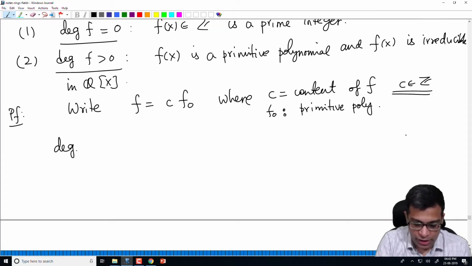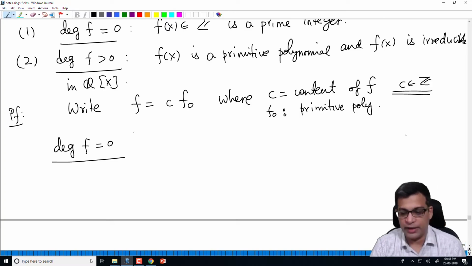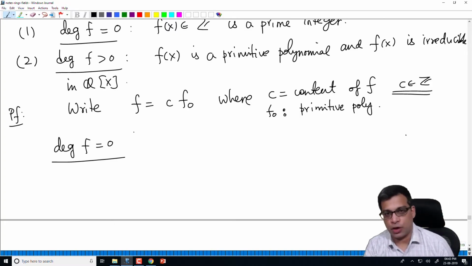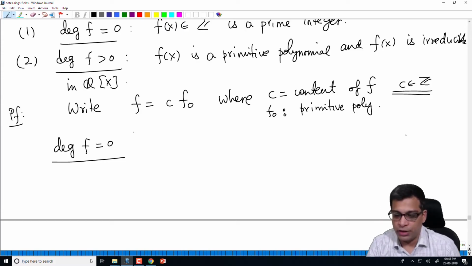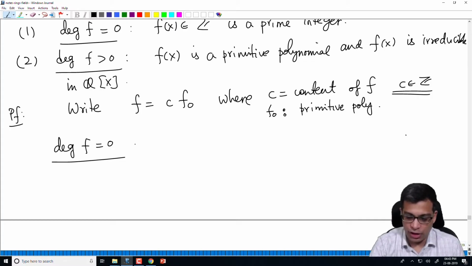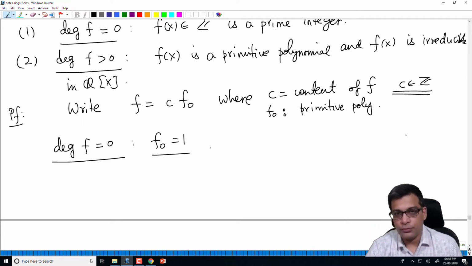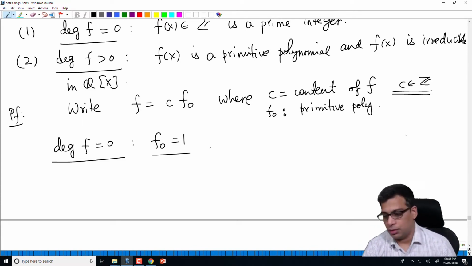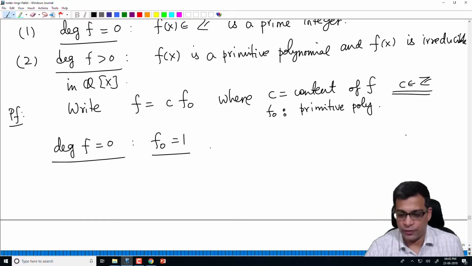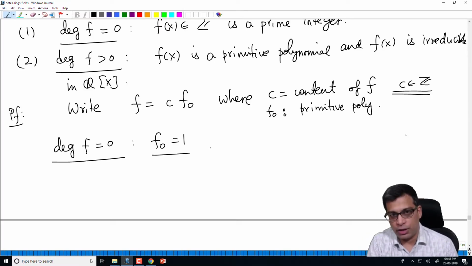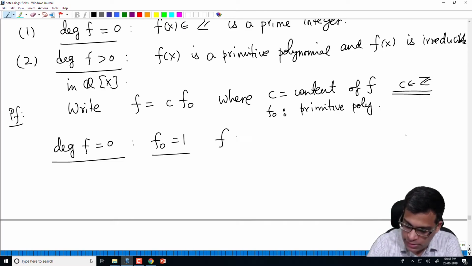Now if degree f is 0, remember degree f will be equal to degree f0 because c is a constant. So by multiplying by a constant, we do not change the degree. c is of course non-zero. So if degree of f is 0, there is no f0. When you factor it into a unit and a primitive polynomial, there is no f0. That means f is actually c.